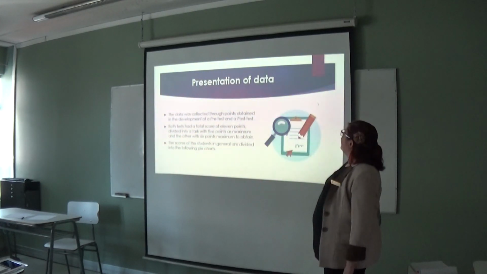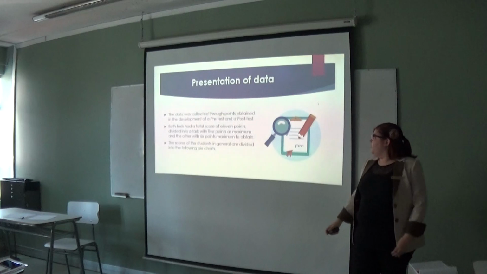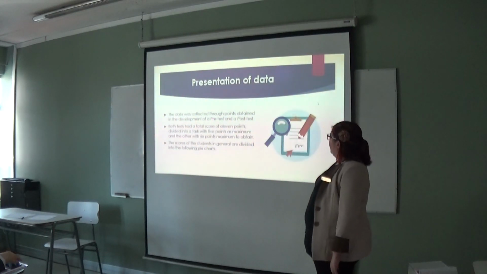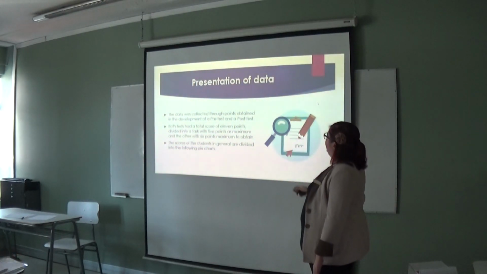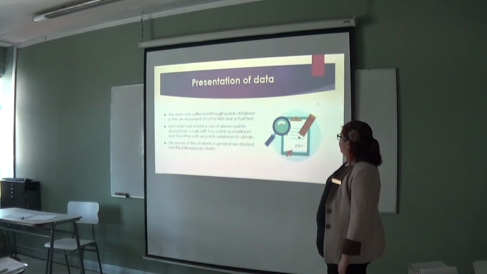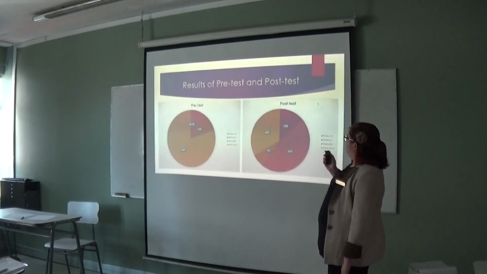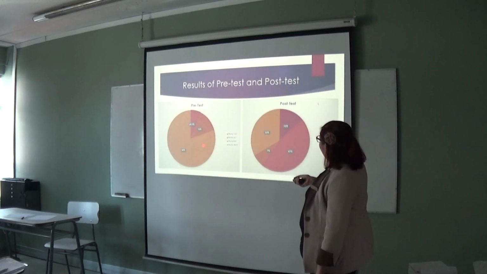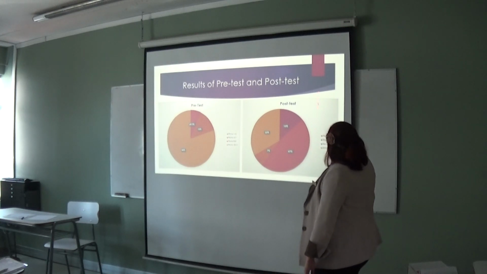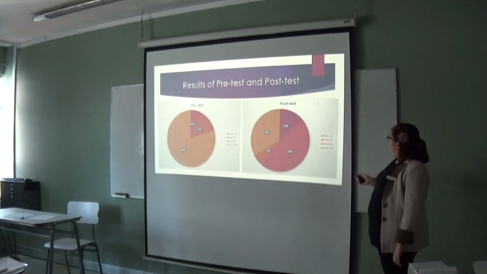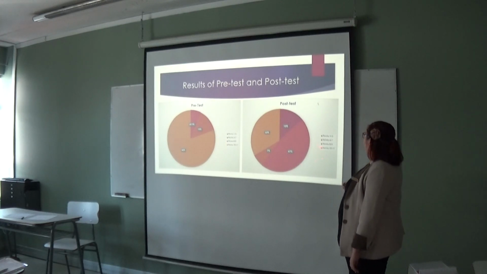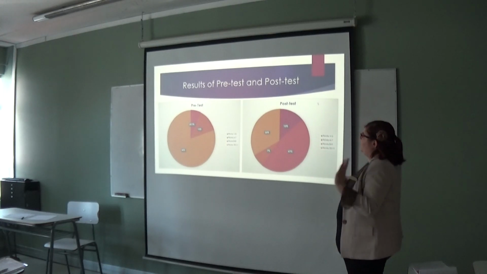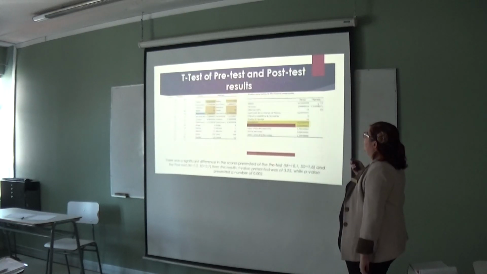Then we have the presentation of data. The data was collected through points obtained in the pre-test and post-test, which is explained by the points, 11 points in total. The scores of the students in general are divided into the following pie charts. First, in the pre-test, most of them got the maximum of points. It was really good. But in the other one, we can see that most of the class stayed between 4 and 7 points. And then we have the others that maintained their scores, but there were not many of them.